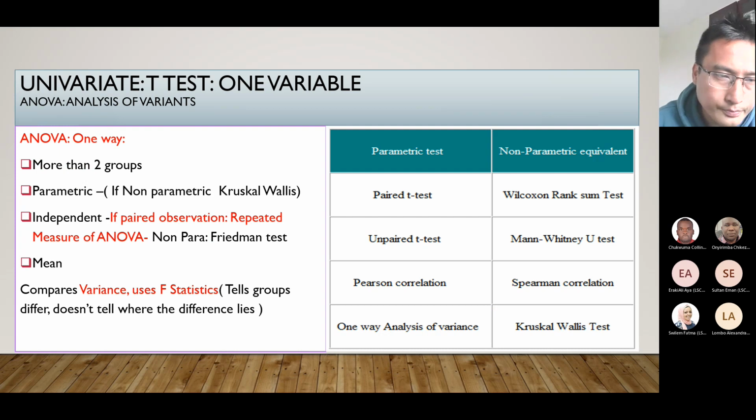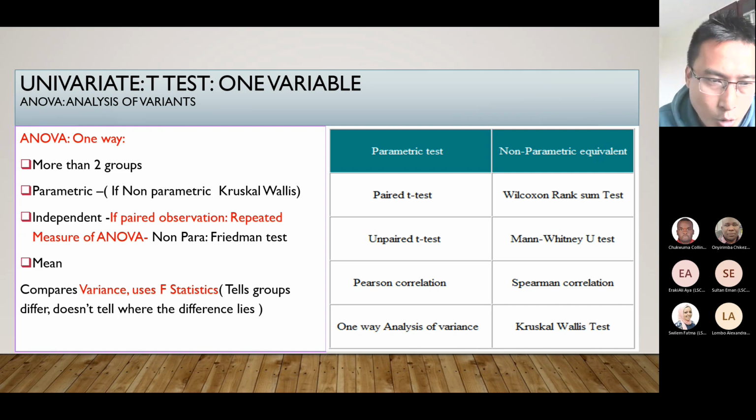So now let us come to the statistical tests that are used for univariate. They are divided into parametric and non-parametric. If it is the same group of people, one sample, it's paired. The opposite, if it is non-parametric, the statistical test is Wilcoxon rank sum test. If it is unpaired in the parametric, it is the unpaired t-test. The equivalent of that in the non-parametric is the Mann-Whitney U test. If it has to do with correlation, it is called Pearson if it is parametric. If it is non-parametric, it is Spearman.